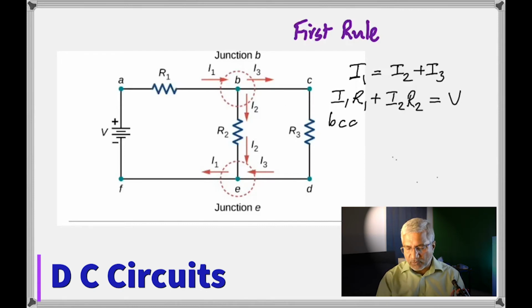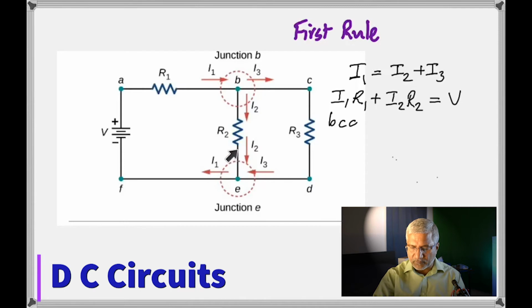Before I show you, what are we going to get? Let's say we start from B and then go this way. This end is positive, right? Yeah, because it's connected to the positive. So this end is positive, so we're going negative. What's the current through this? I3. So negative I3 R3, keep going.